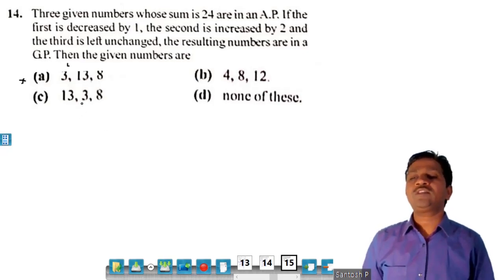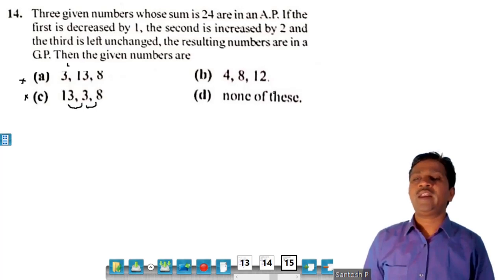Let us see this: 3 minus 13 is minus 10, 8 minus 3 is 5. So this is not an AP because the difference is not the same. So only B is an AP. The difference of consecutive terms, if it is the same, then it is an AP. So only B satisfies the condition of AP because the difference of consecutive terms in this case is 4, and so this is an AP. Now let us see the remaining conditions.